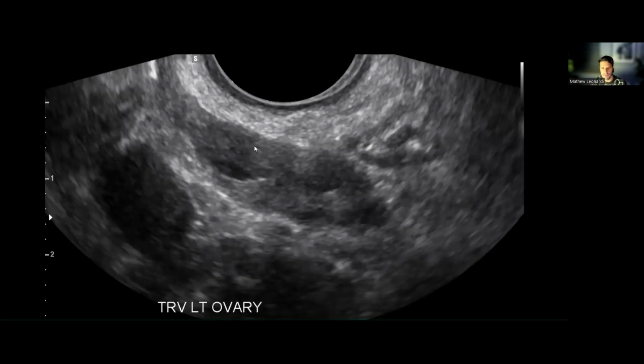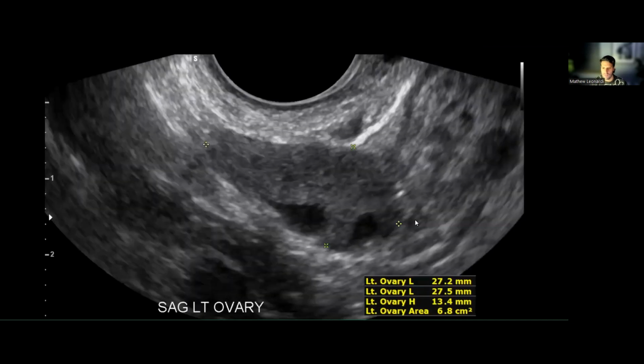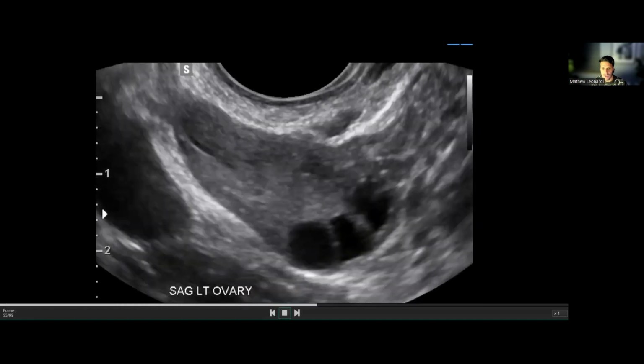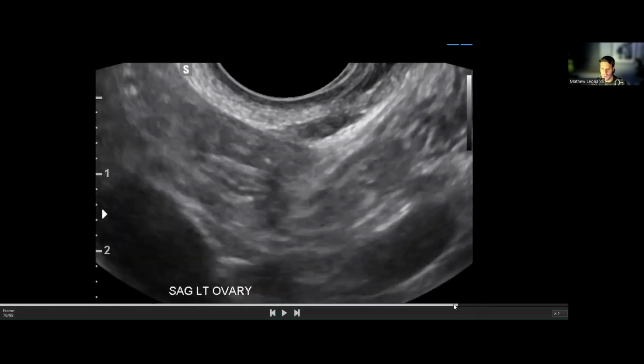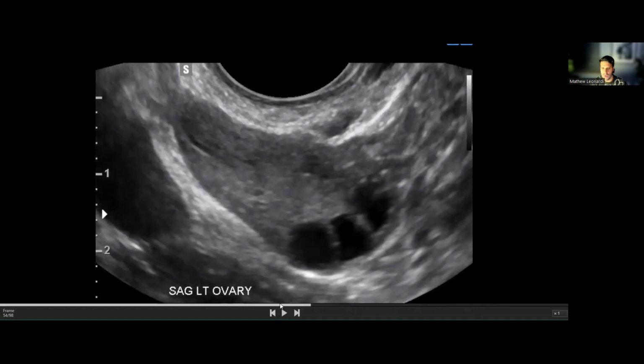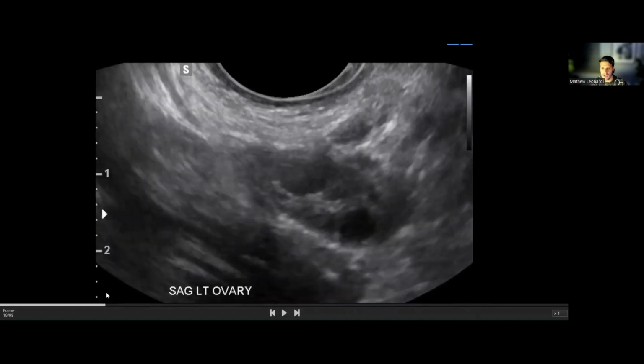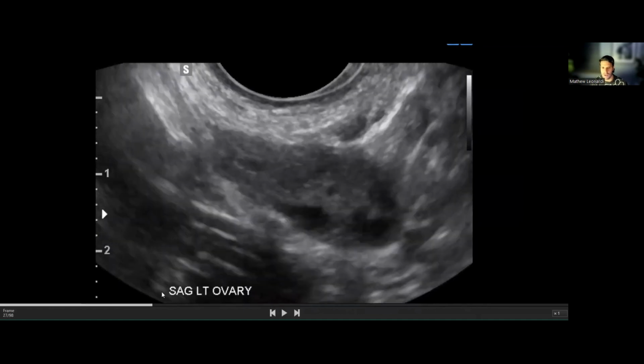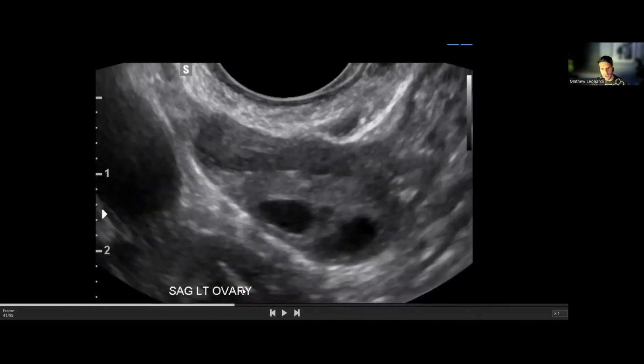Here's the left ovary, also kind of instantaneously appearing normal. Normal volume, again, normal follicles present. Scanning through it, coming backwards here. 1, 2, 3, 4, 5, 6, 7, about 7 or 8 follicles there as well. Very normal in appearance.